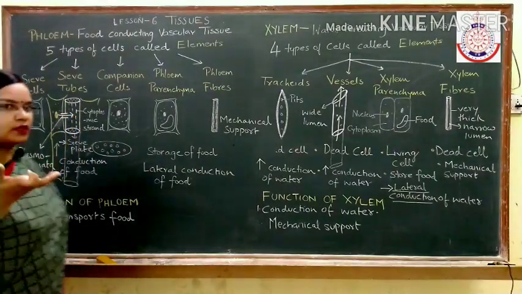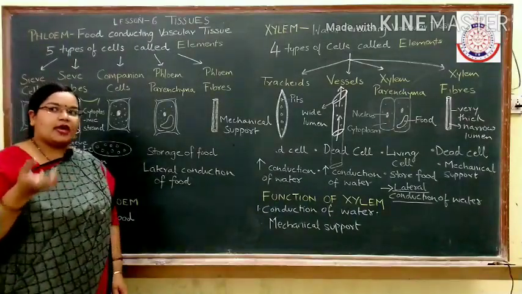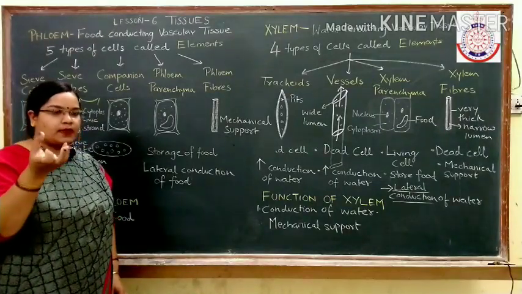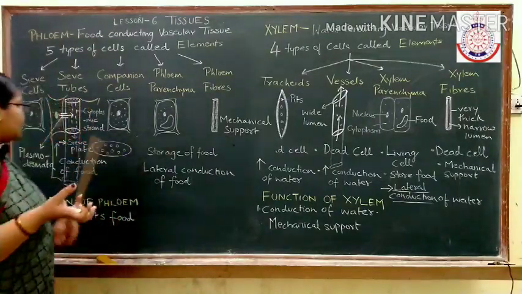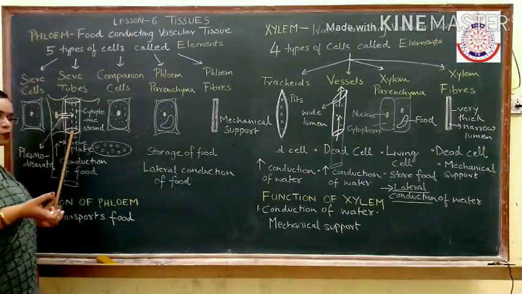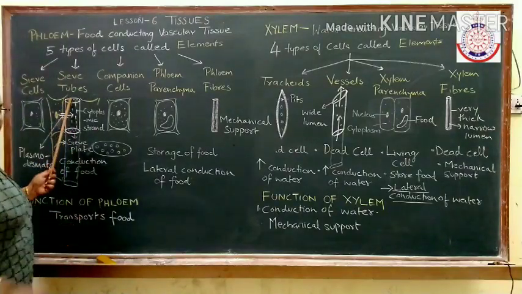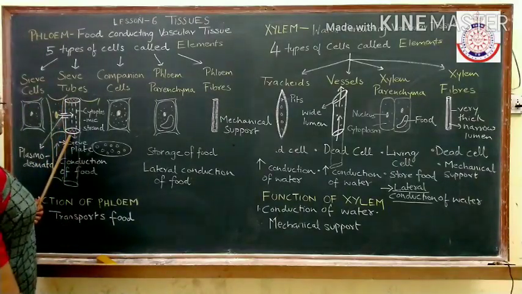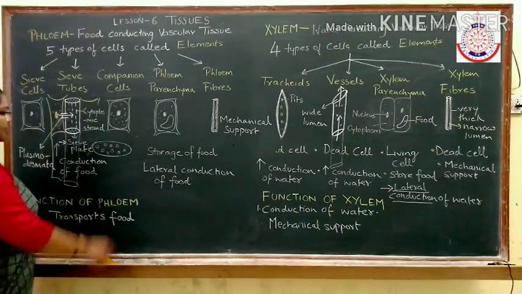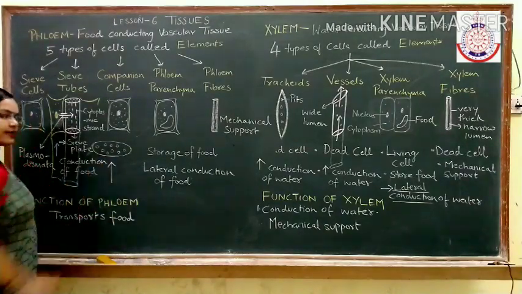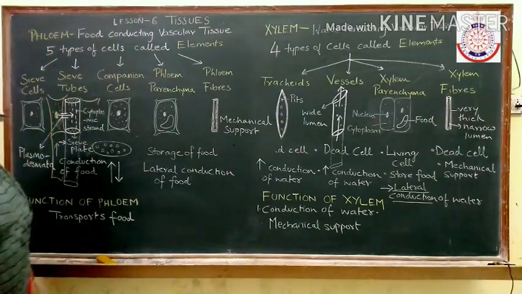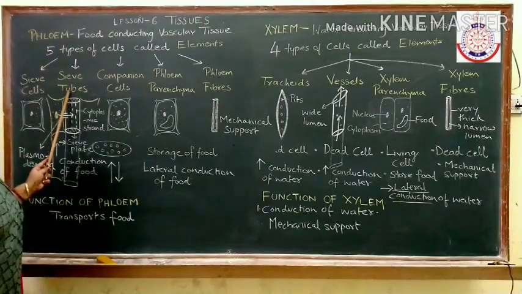Have you seen the sieve? Pores are present in the sieve, and when you strain tea, the tea leaves remain at the top and the tea you get in a cup. So similarly, these sieve tubes, their sieve plates have pores like a sieve. That's why their name is sieve tube. The sieve tube's main function is that it helps in conduction of food, and it mainly helps in vertical conduction of food, meaning upward and downward conduction of food takes place with the help of sieve tube.